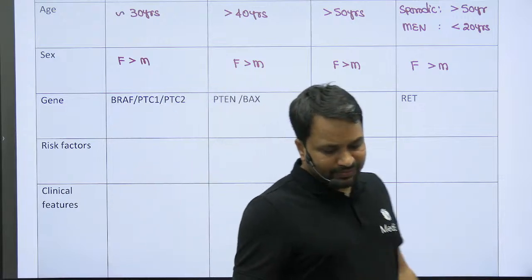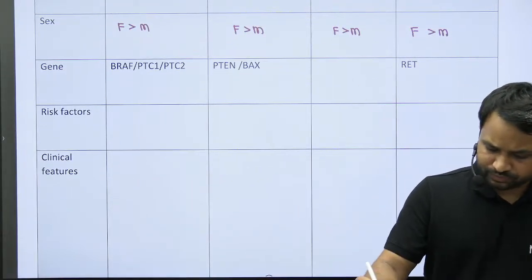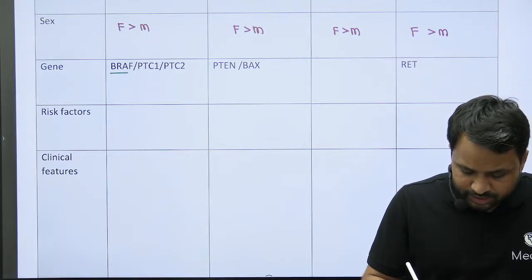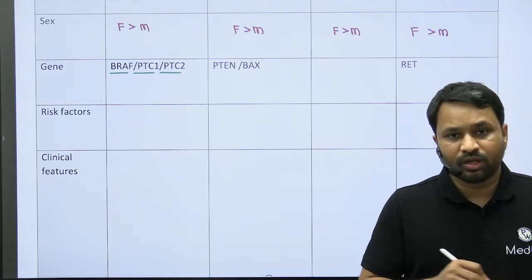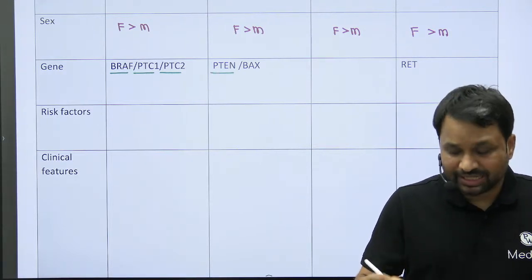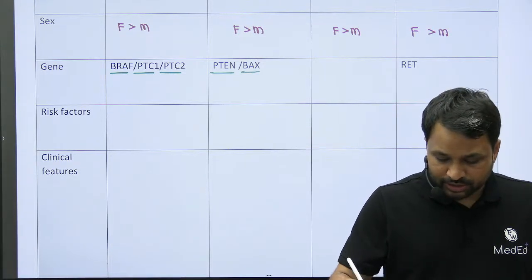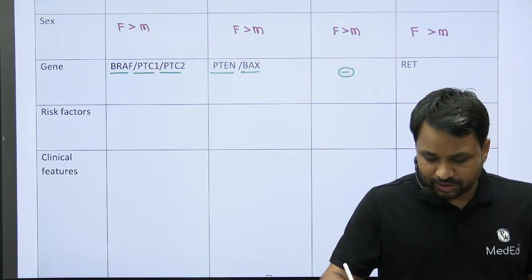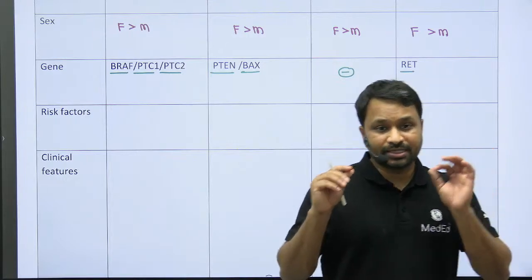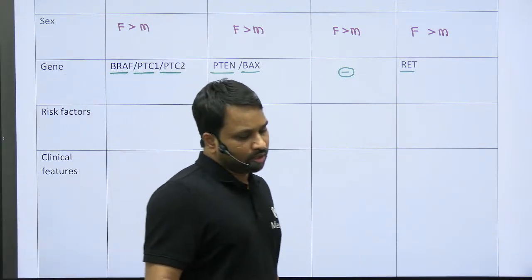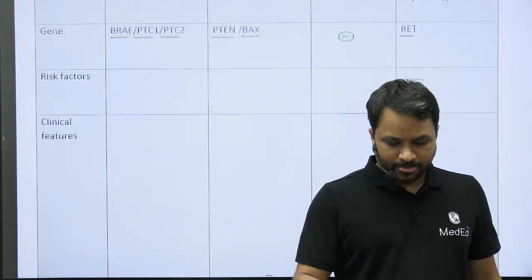Now, there are certain specific genes which are important. The genes commonly associated with papillary cancer thyroid are BRAF mutation, PTC1 and PTC2. For your follicular, it is PTEN gene mutation, also associated with Cowden's disease. The BAX mutation, there is no specific mutation for anaplastic, but RET gene mutation is a significant mutation that you will see in your medullary cancer thyroid.